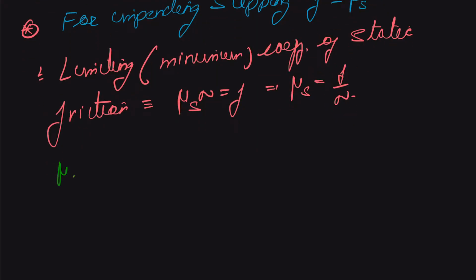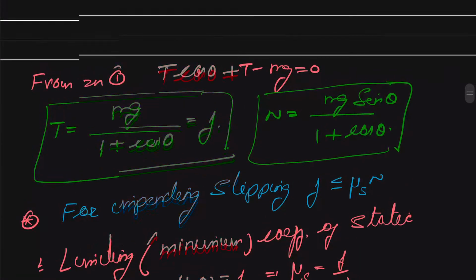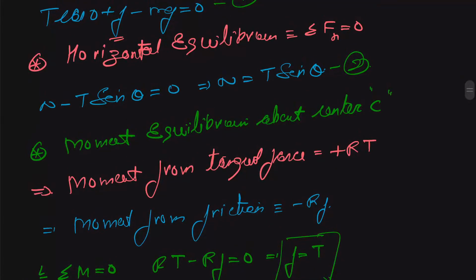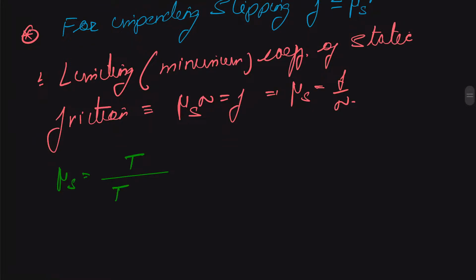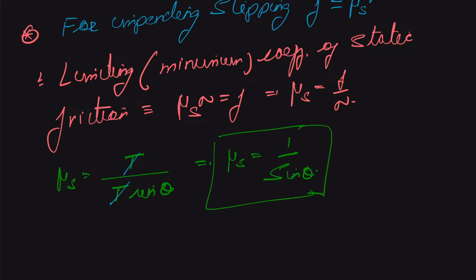Therefore, we can write that the coefficient will be equal to F upon normal. F is equal to T and normal is T sine of theta. So this T and T cancel out, and we get the coefficient will be equal to 1 upon sine of theta. So this was our second question. Now we come to the third question.